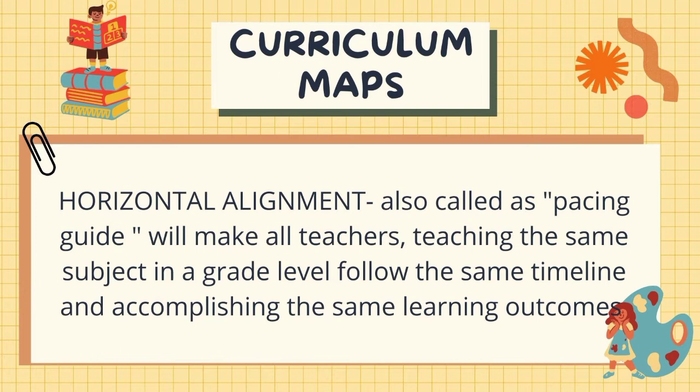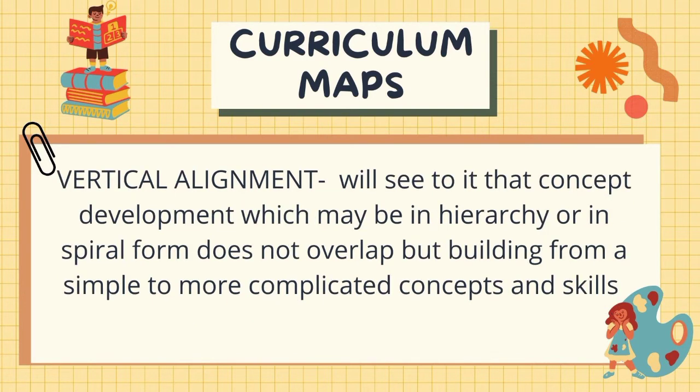When we say horizontal alignment, it guides all teachers teaching the same subject in a grade level to follow the same timeline and accomplish the same learning outcomes. It is also called a pacing guide. This is necessary for state-mandated standards-based assessments that we have in schools. Vertical alignment will see to it that concept development, which may be in hierarchy or in spiral form, does not overlap but builds from simple to more complicated concepts and skills.